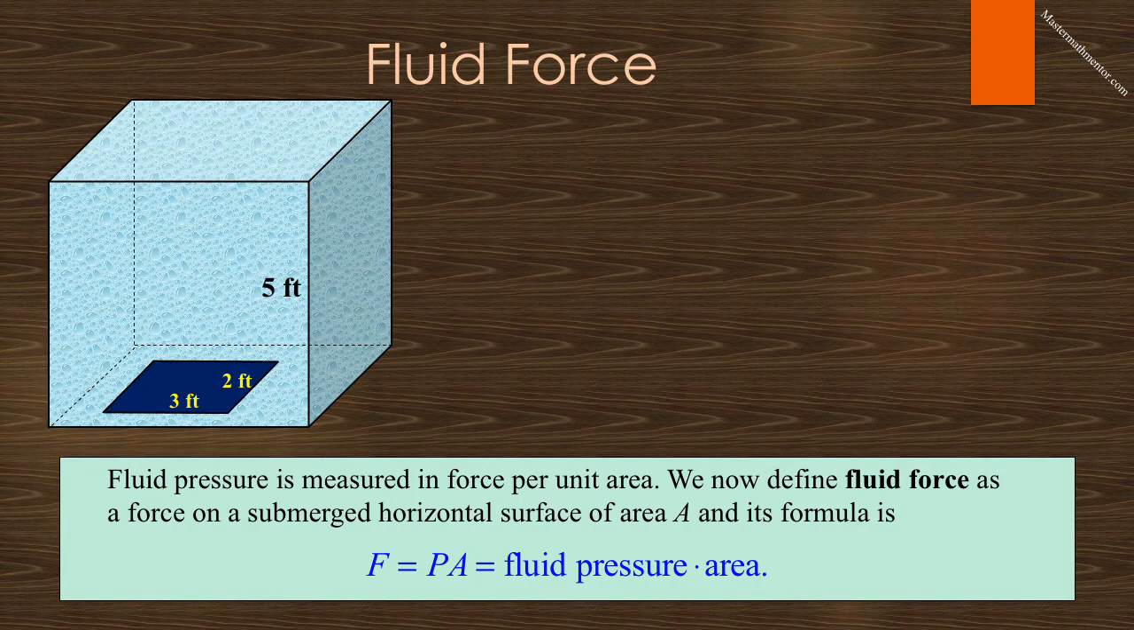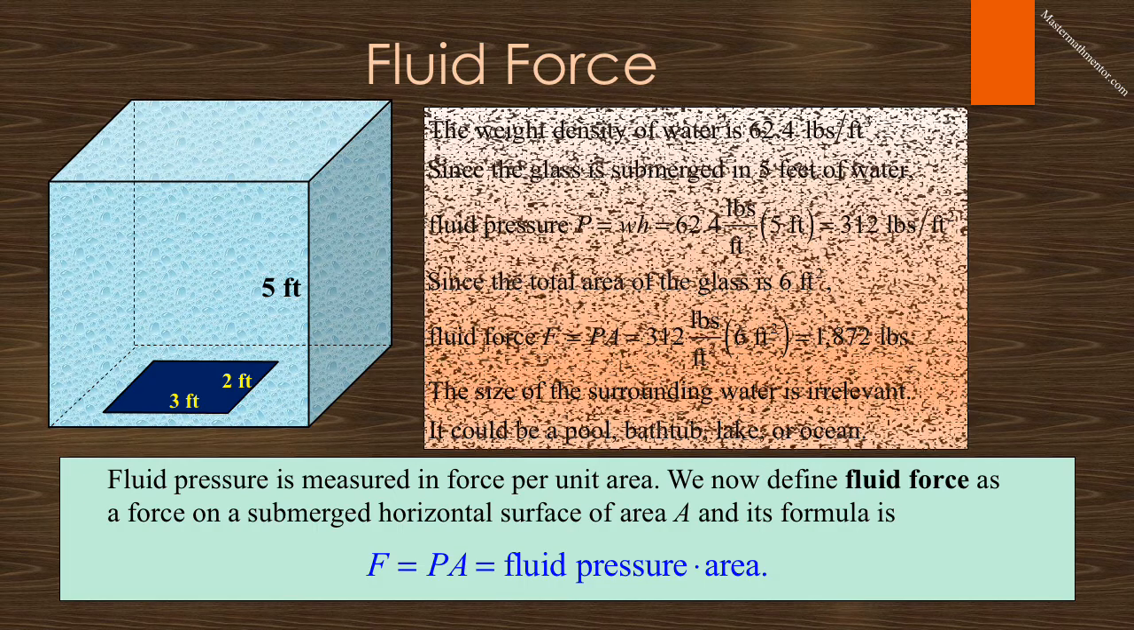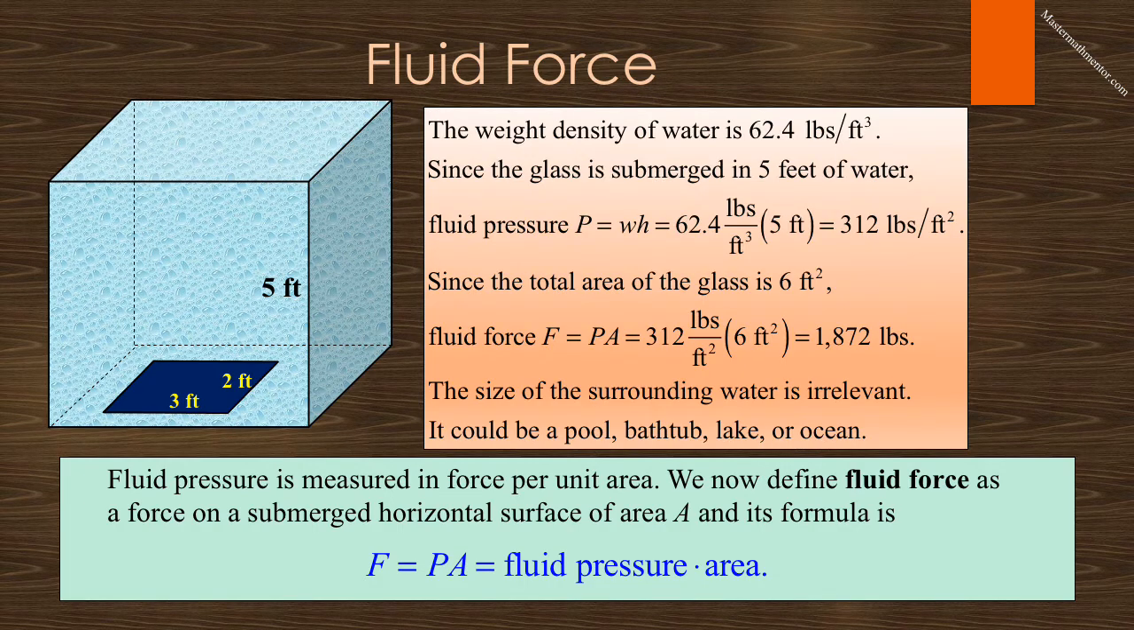For problem 1, we see a rectangular piece of glass measuring 2 feet by 3 feet lying on the bottom of a 5-foot deep swimming pool. We would like to find the fluid force on the glass. We know that the weight density of water is 62.4 pounds per cubic foot.